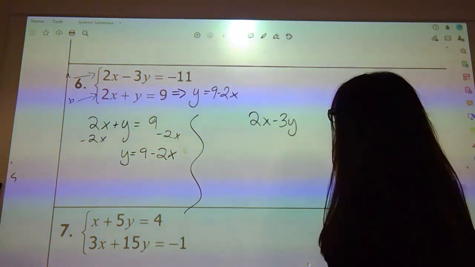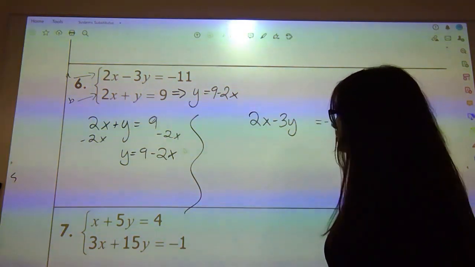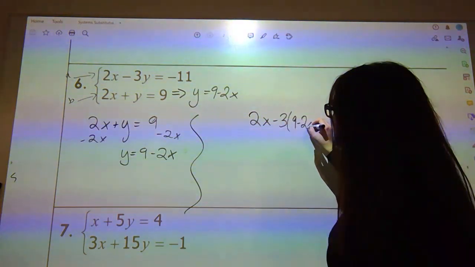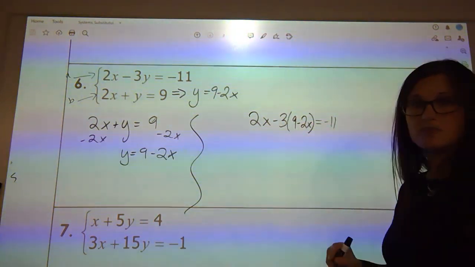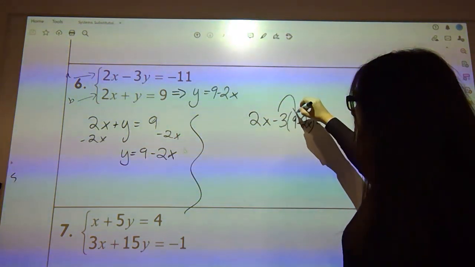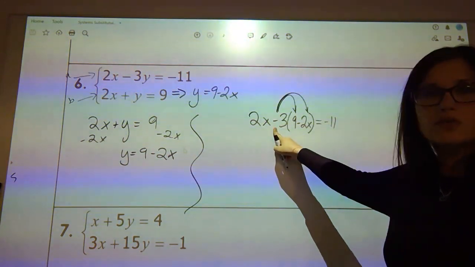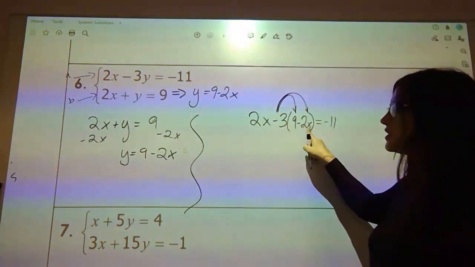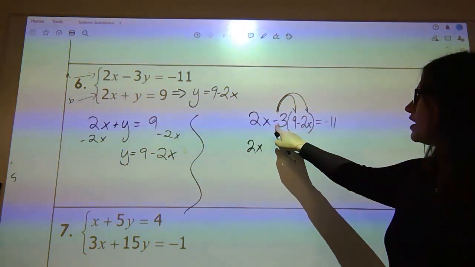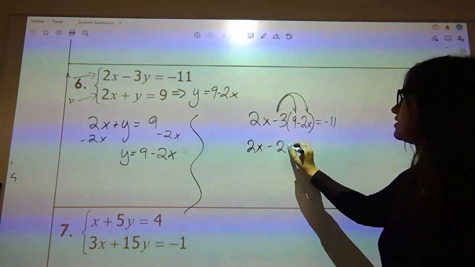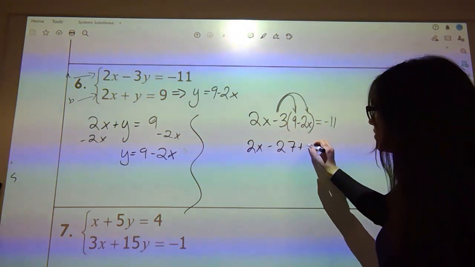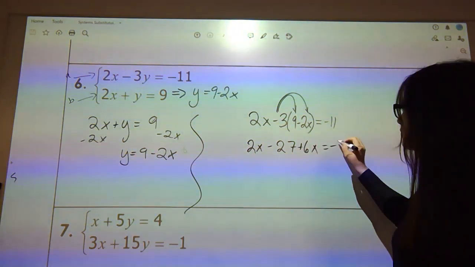And I didn't leave myself enough room, of course. So I'm going to erase the y, and instead of y, I'm going to write (9 minus 2x). Those parentheses are important or you're messing up multiplication, guys. All right, so let's distribute. Be careful because this is a -3, so when you multiply, you need to make sure you're multiplying each piece in here by -3. The 2x goes unaffected. -3 times 9 is -27. -3 times -2 is a positive 6x, so don't be writing any pluses or minuses until you know.